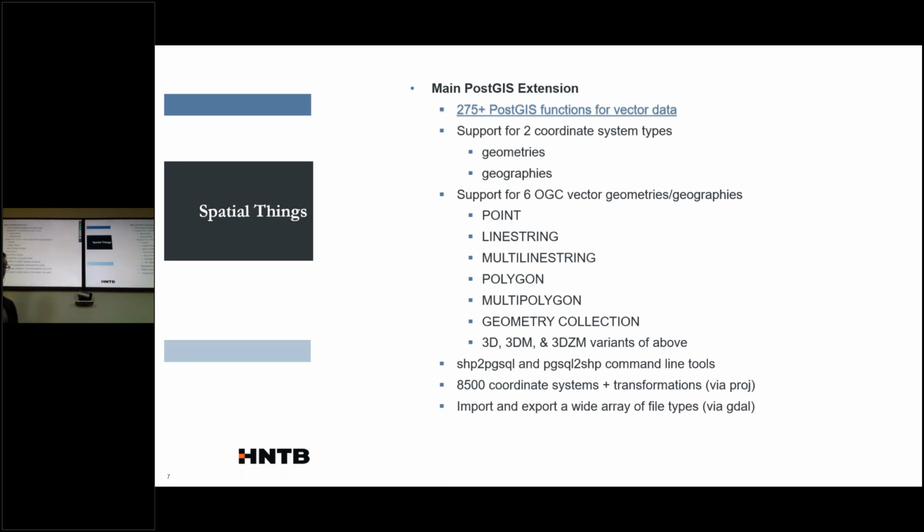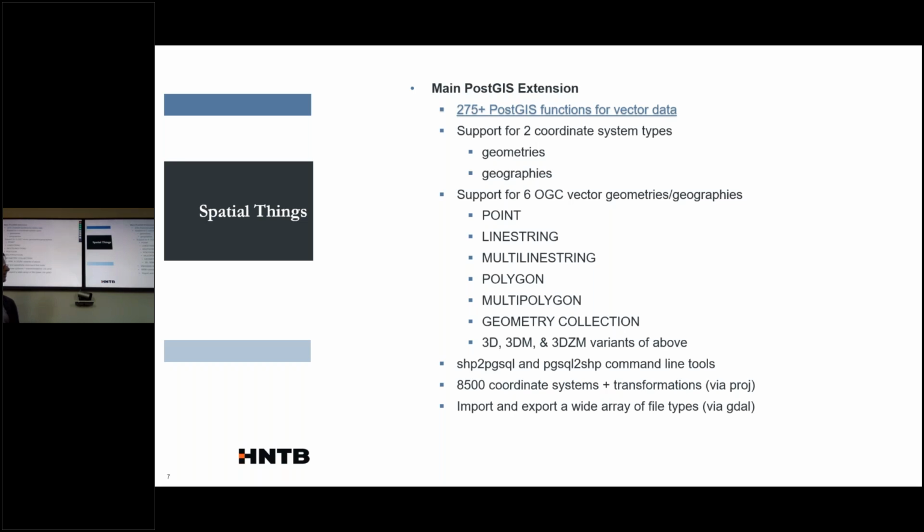So this is an extension for an enterprise relational database, and it gives you 275 plus functions for vector data. That includes support for 2 coordinate system types: geometries, which are XY planar coordinate systems, and geographies, which are latitude, longitude, spherical coordinate systems. And there's support for 6 OGC vector geometry and geography types, which are points, line strings, multi-line strings, polygons, multi-polygons, geometry collections, and the 3D, 3DM, and 3D-ZM variants of all of the above.